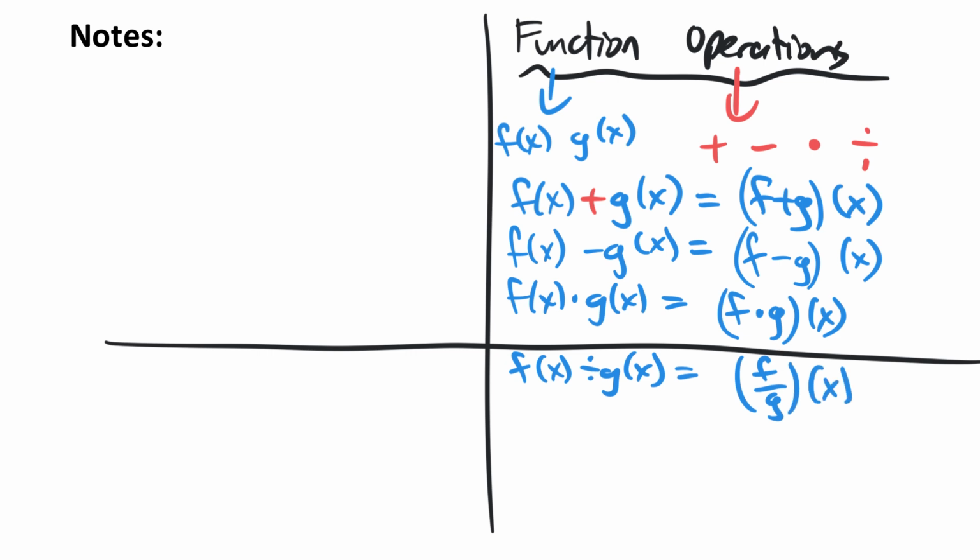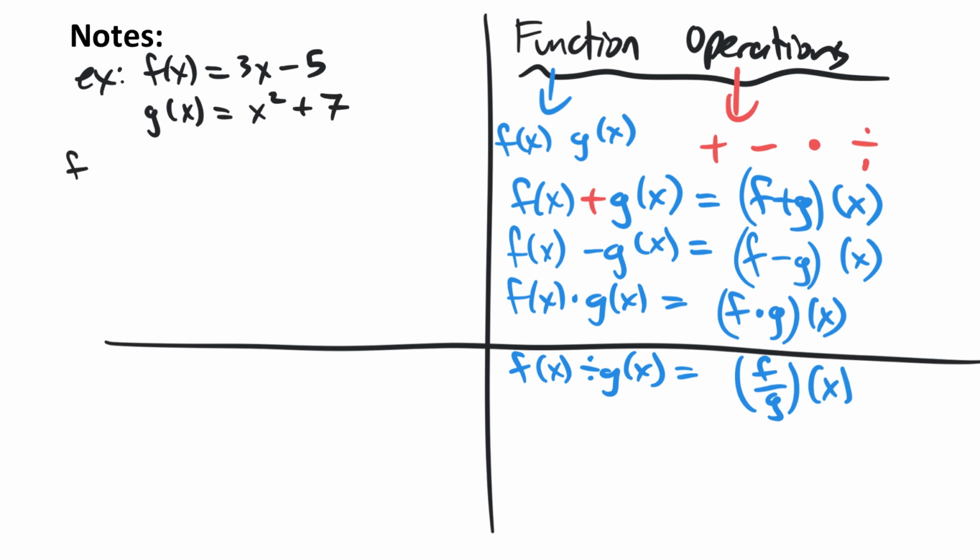So let's go ahead and do a quick example. Let's say f of x is 3x minus 5. Let's say g of x is x squared plus 7. Go ahead and find f of x minus g of x. And then also find f minus g of 0. So pause the video and give that a try.